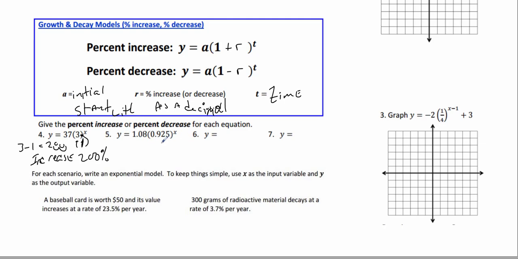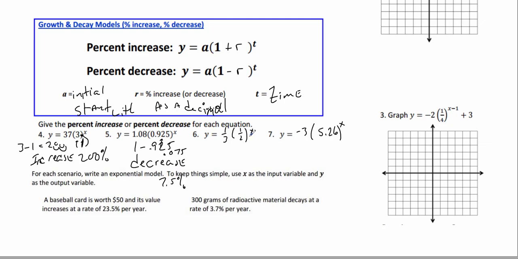Number 5, I'm going to take 1, and I know it's a decrease because it's less than 1. So it's a decay function. I'm going to take 1 minus 0.925, which is 0.075, which is a 7.5% decrease. Okay, I want you guys to do 6 and 7 real quick.